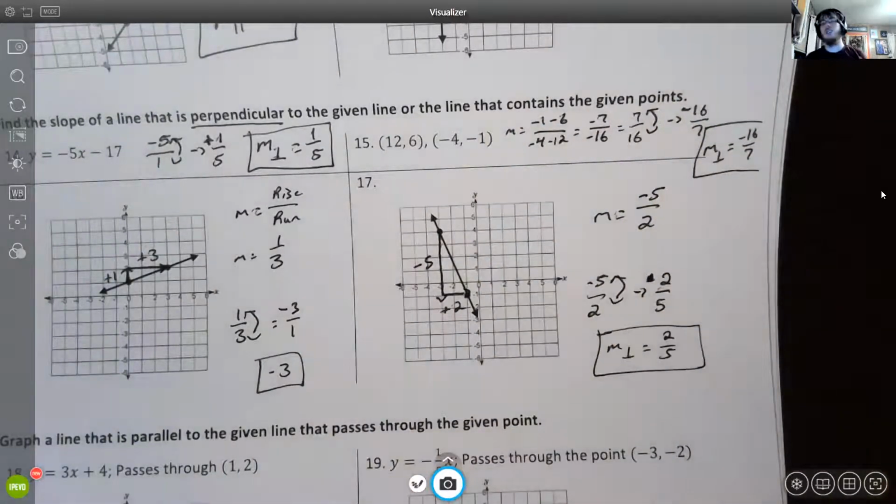And again, you can always check these by multiplying the two slopes that you have together and seeing if you get -1.